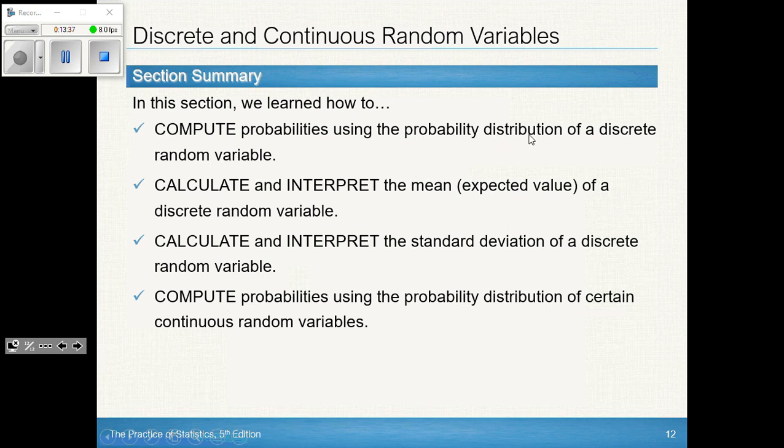In this unit, we talked about discrete and continuous random variables. We talked about finding the mean and standard deviation and variance of those discrete variables and how to use a density curve for continuous random variables.